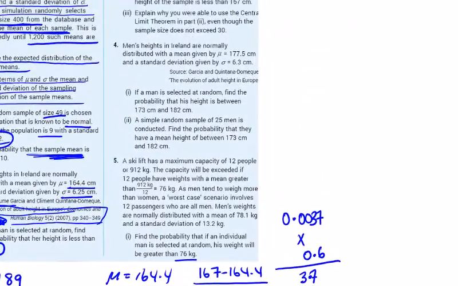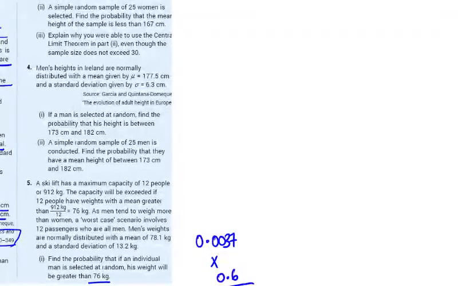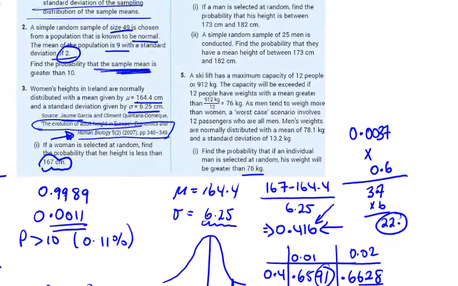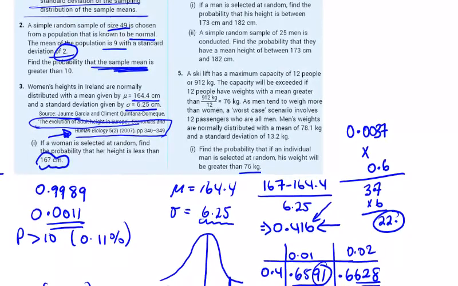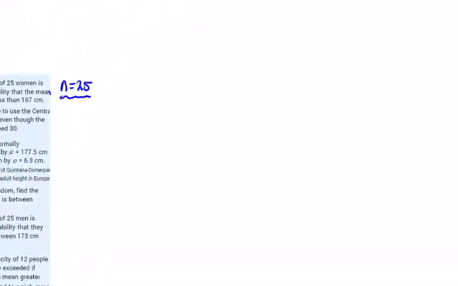Now there's a sample in this question. A simple random sample of 25 women is selected. N is equal to 25, so it's a much smaller group, and we have to apply the standard error of the mean. Find the probability that the mean height of the sample is less than 167. We dealt with 167 before, so we're dealing with the same type of information.